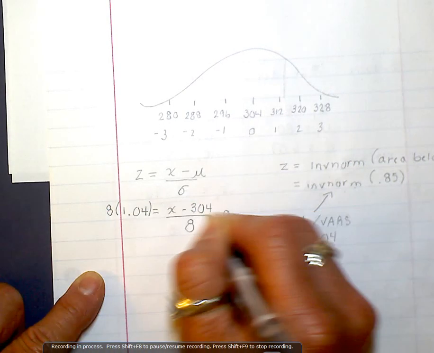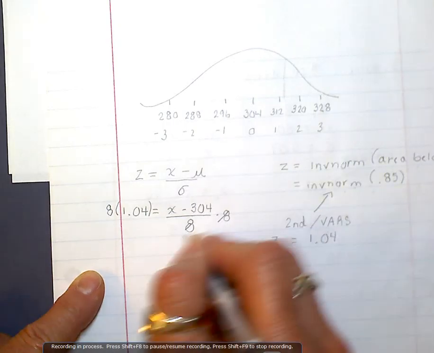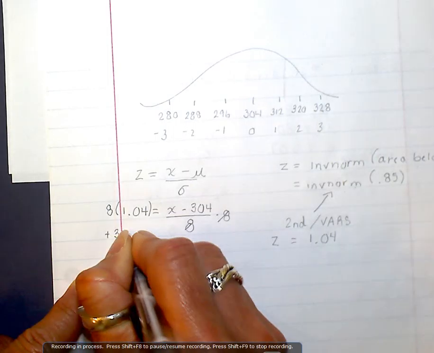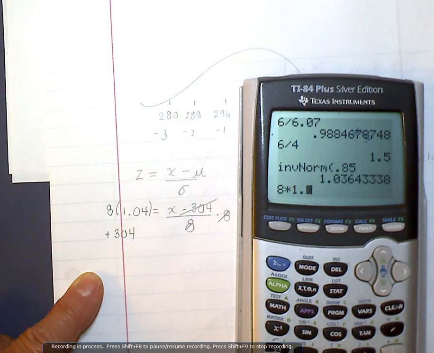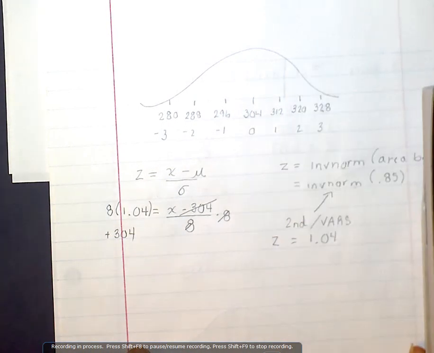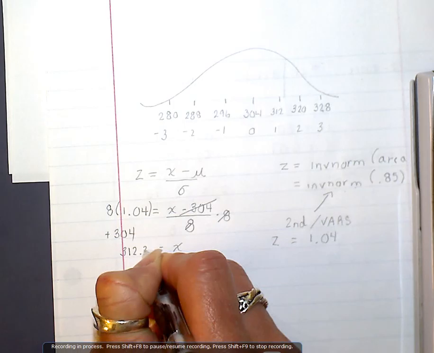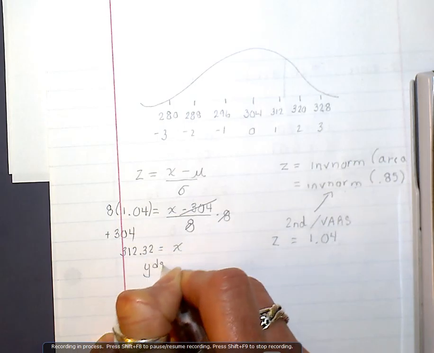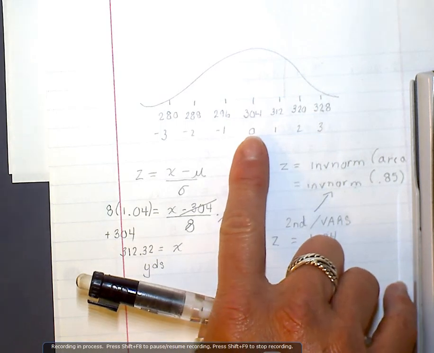And then, somebody besides Jimmy, plus what? That gets rid of the minus 304. So if you take 8 times 1.04 plus 304, we know it should be between 312 and 320 yards, and it's actually 312.32 yards. So again, by drawing the curve, it helps you validate if your answer is reasonable.